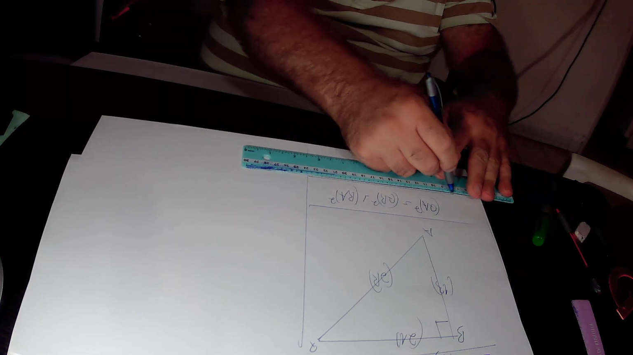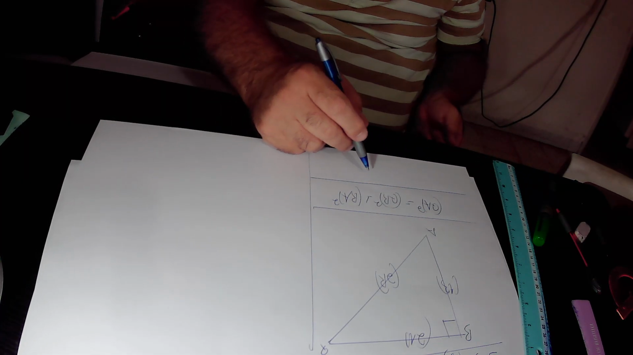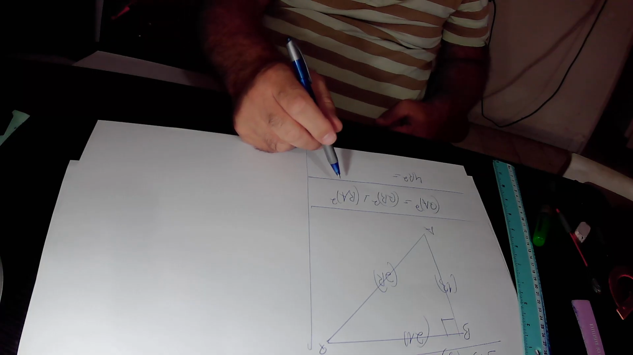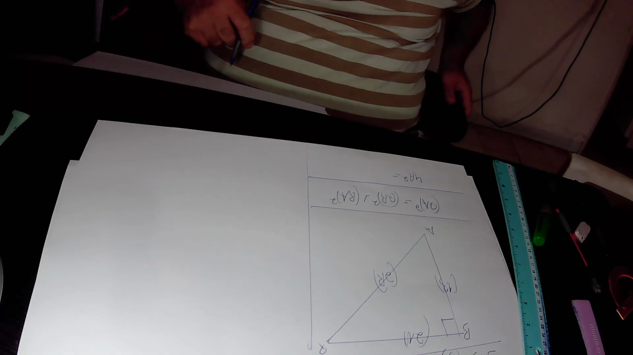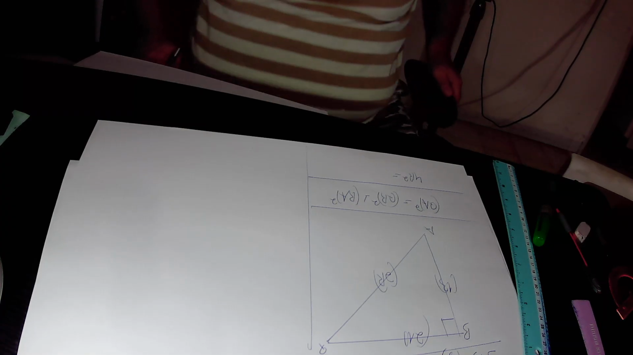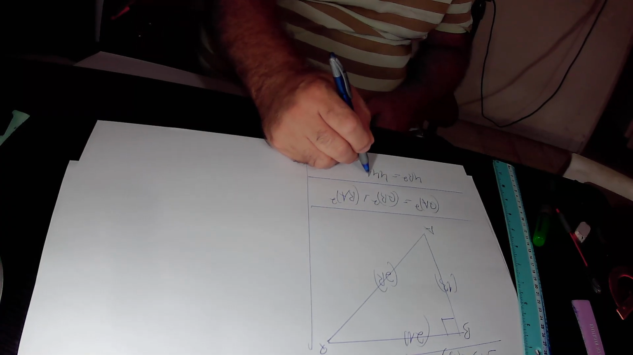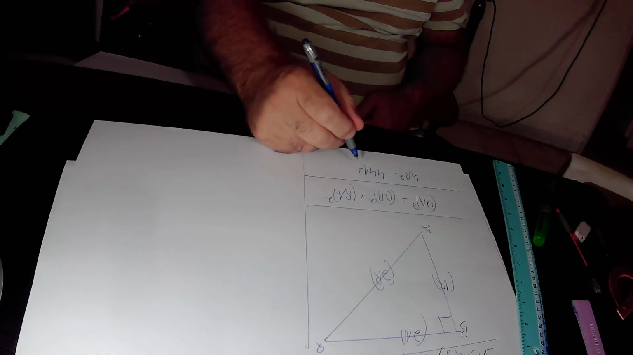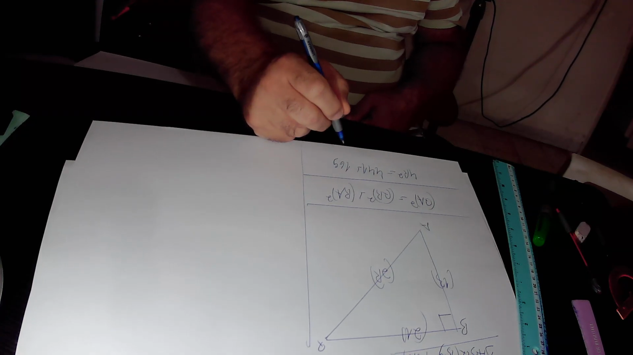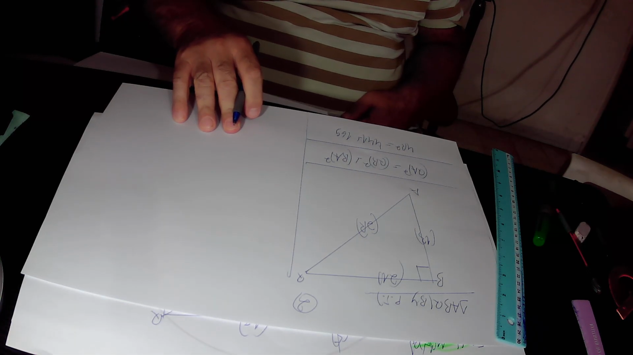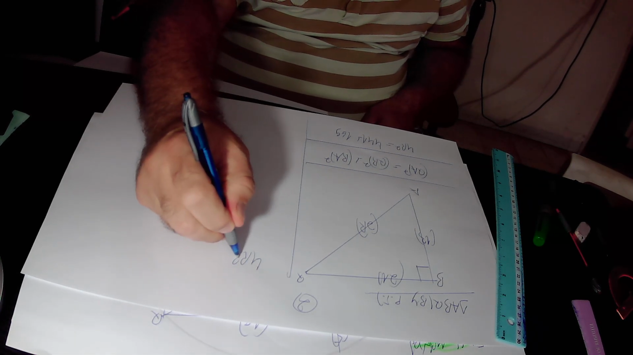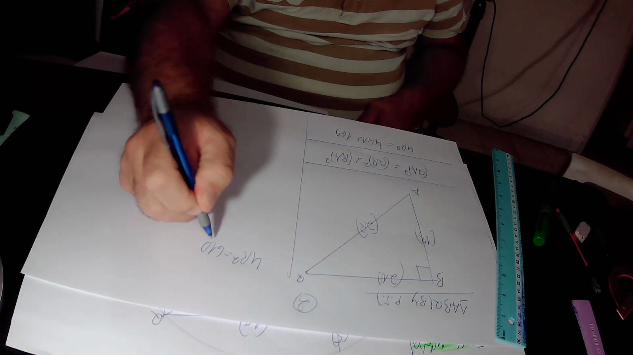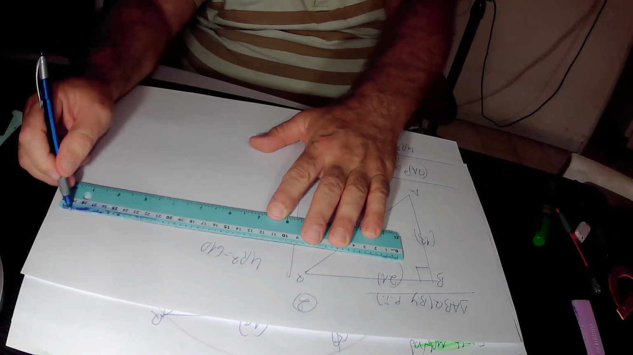QA is 2R, therefore QA squared is 2R squared, that is 4R squared, and it is equal to QB squared. QB is 21, therefore QB squared is 21 squared, that is 441, plus BA squared. BA is 13, therefore BA squared is 13 squared, that is 169. So 4R squared equals 441 plus 169, which is 610.